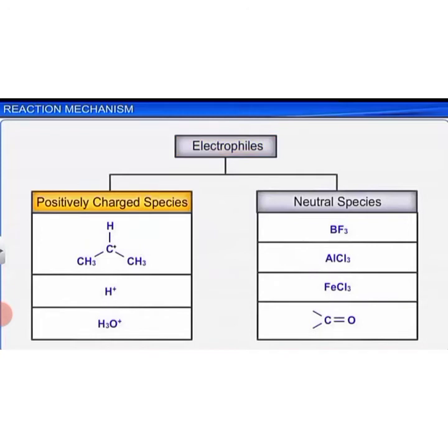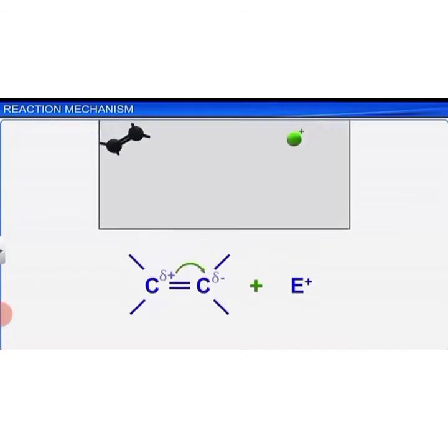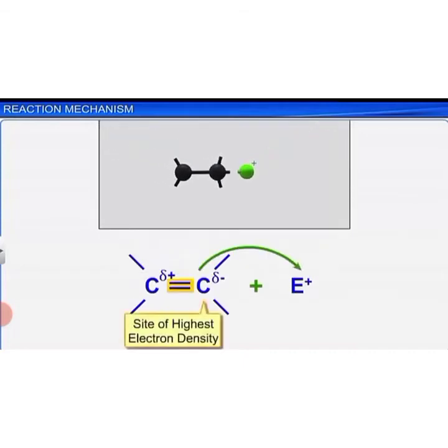Electrophiles may be either positively charged, such as carbocations, hydrogen ion, and hydronium ion, or electrically neutral species, such as boron trifluoride, aluminium chloride, ferric chloride, and carbonyl group. A reaction initiated by an electrophile is called an electrophilic reaction. Electrophiles always attack the substrate molecule at the site of maximum electron density.